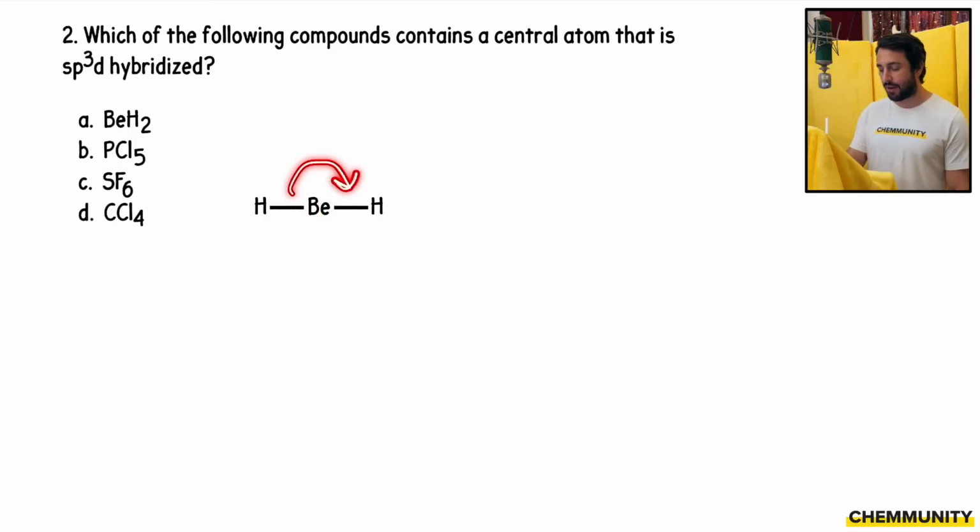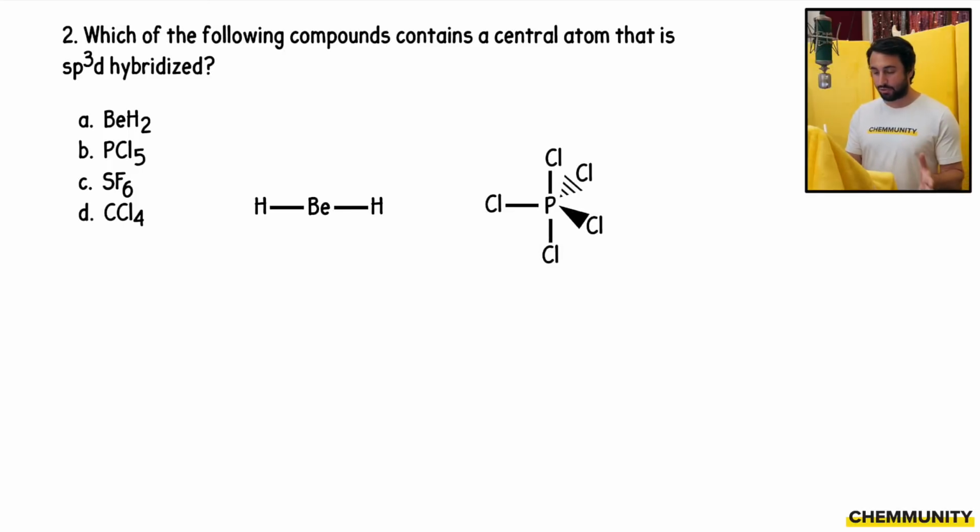B is PCl5. Now, phosphorus has 5 valence electrons, so it is able to make 5 bonds. It can utilize d orbitals and make 5 bonds. So let's put one Cl up there. Let's put a Cl right there. Let's put a Cl right there. And then we've got to show that trigonal planar aspect of the central part of the molecule there. So we've got that situation. This is a trigonal bipyramidal geometry.